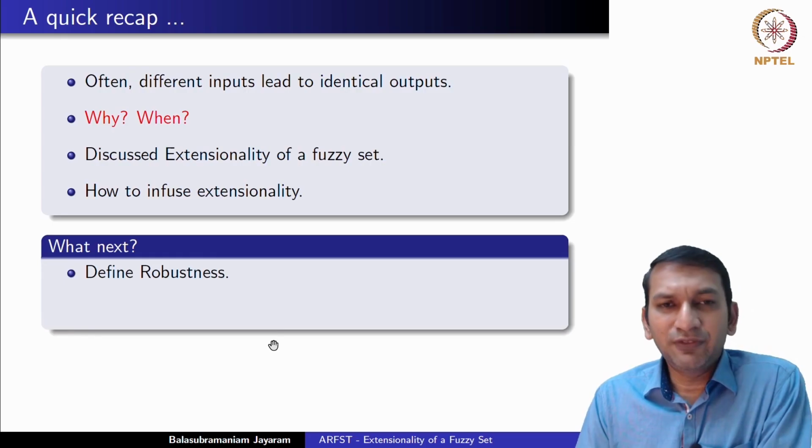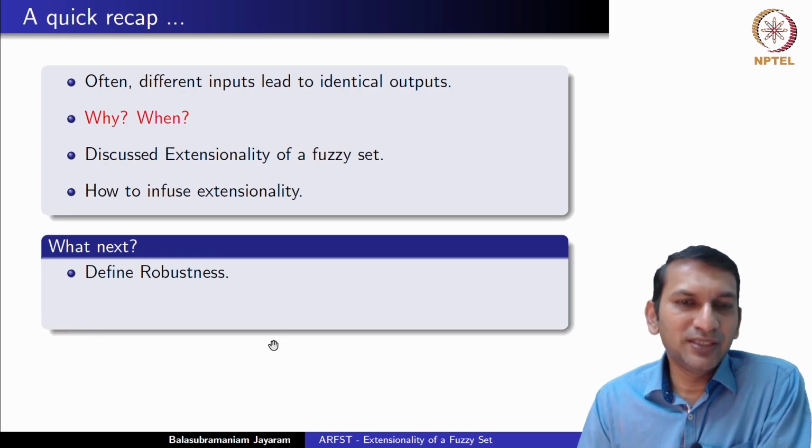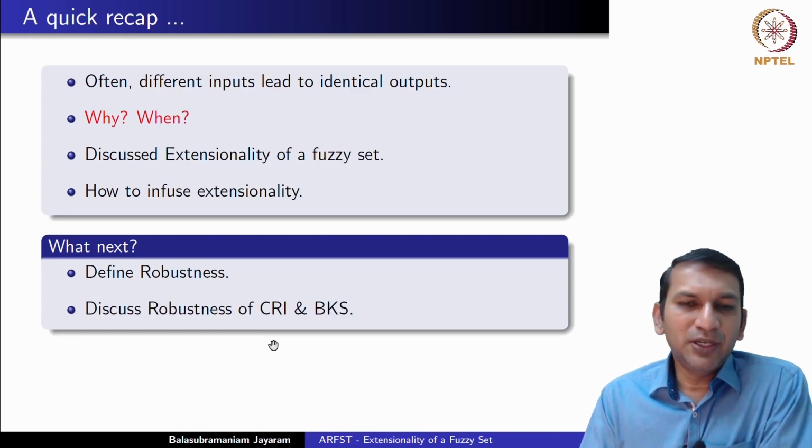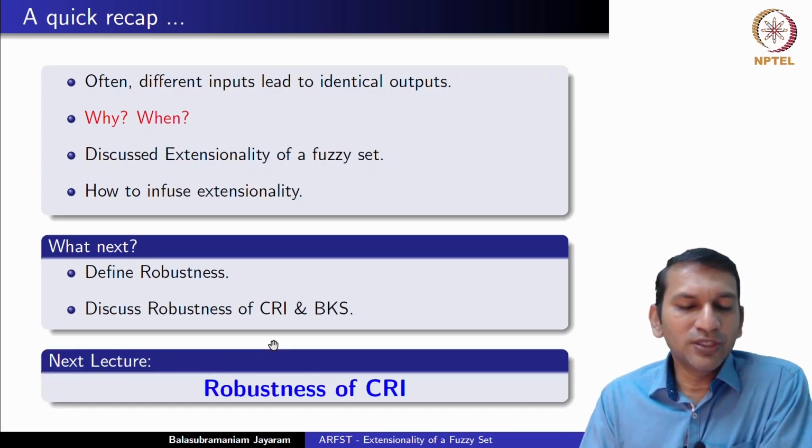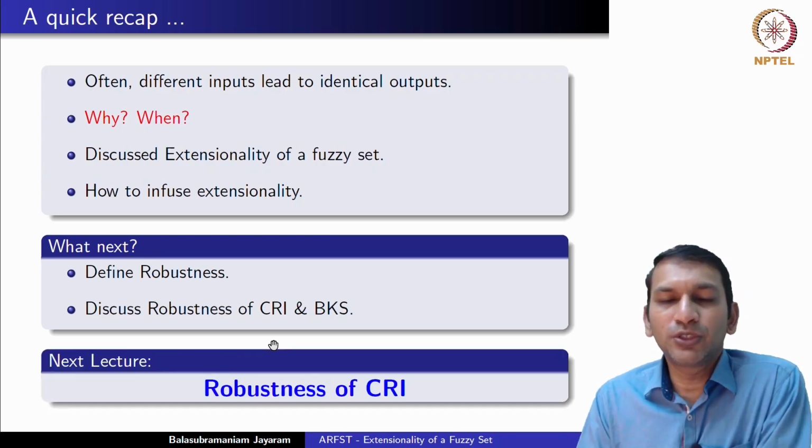Going forward, we will define what is robustness of an FRI as we understand it, and in particular we will look at the robustness of both CRI and BKS. In the next lecture, we will concentrate on the robustness of the compositional rule of inference.